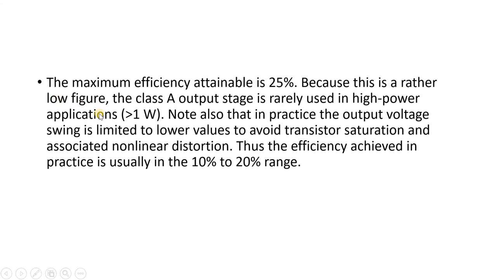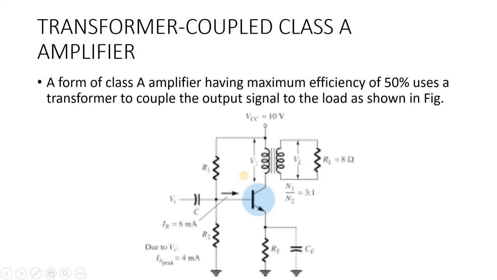Because this is a rather low figure, the class A output stage is rarely used in high power applications, greater than 1 watt. Note also that in practice the output voltage swing is limited to lower values to avoid transistor saturation and associated non-linear distortion. So the efficiency achieved in practice is usually in the 10% to 20% range. That is regarding class A.